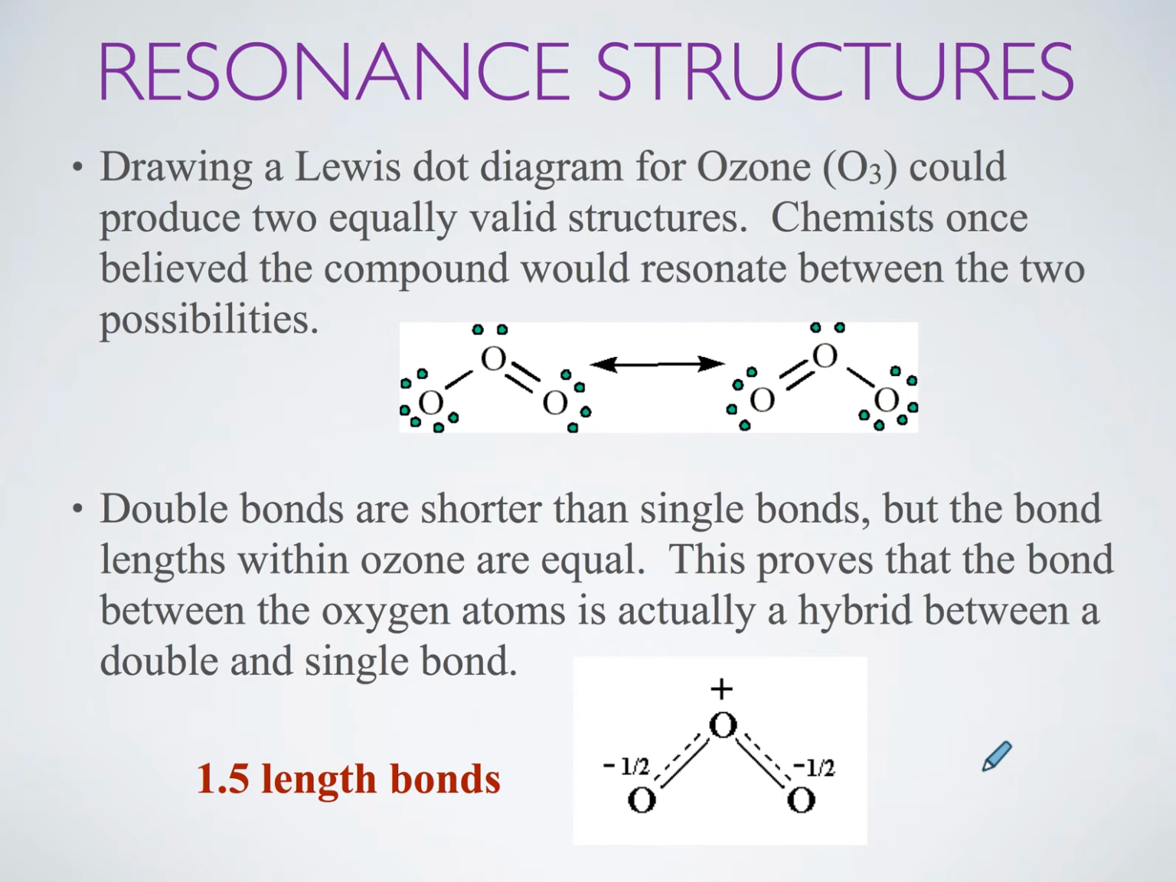This shows that instead of having a real resonance structure, it's actually some kind of hybrid between a single and double bond. Now, even though resonance structures are now known to not be completely true, we still use it as a model since it's easy to understand and since it still follows the octet rule.